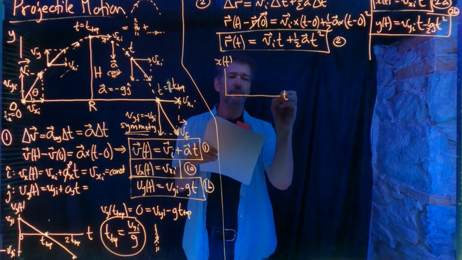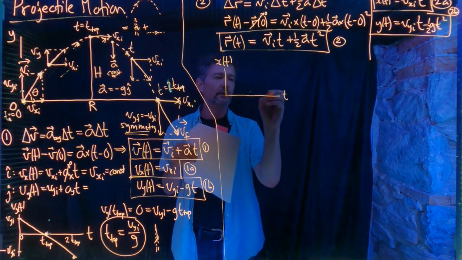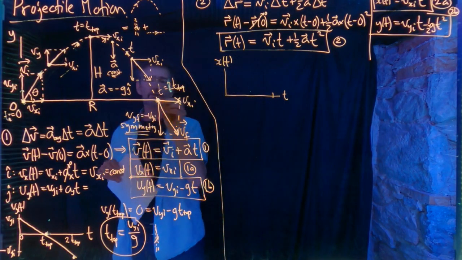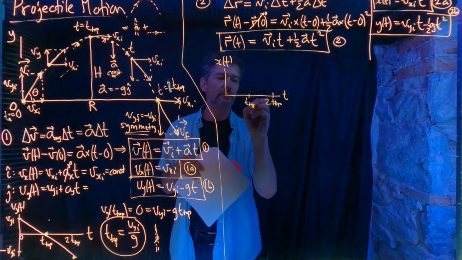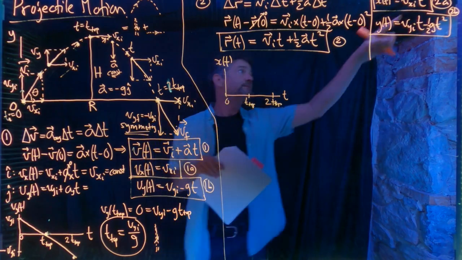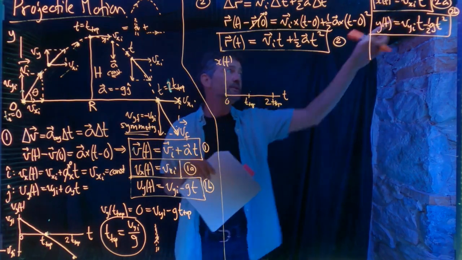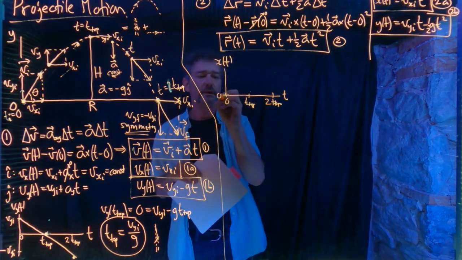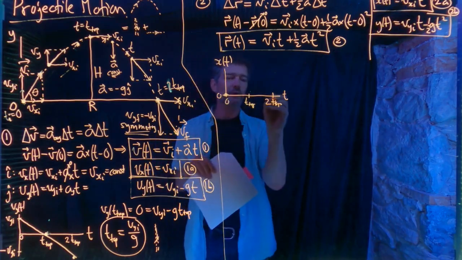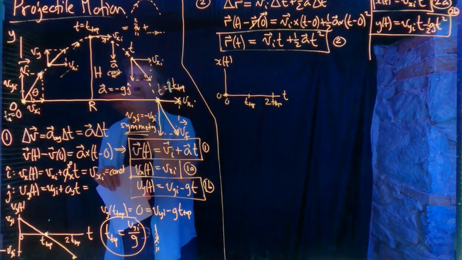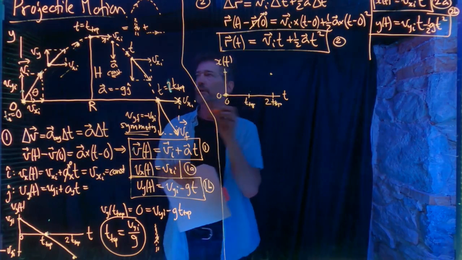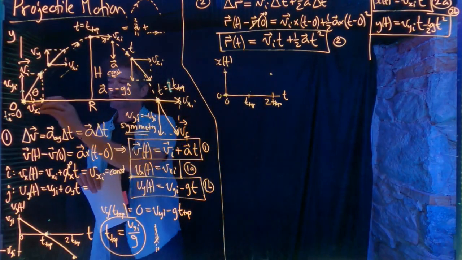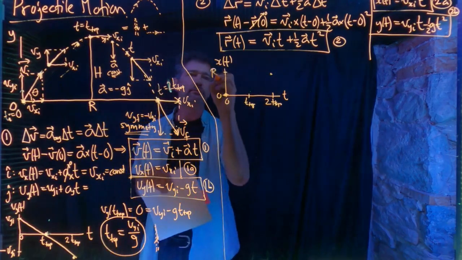Here is the time t, and here is the end time, which is twice t top, and this is t top, halfway, and this is 0. When t is equal to 0, then x is equal to 0. Then when the time is equal to twice the time it takes to get to the top, the end time here, the x position is what we call the range. So this is the range.